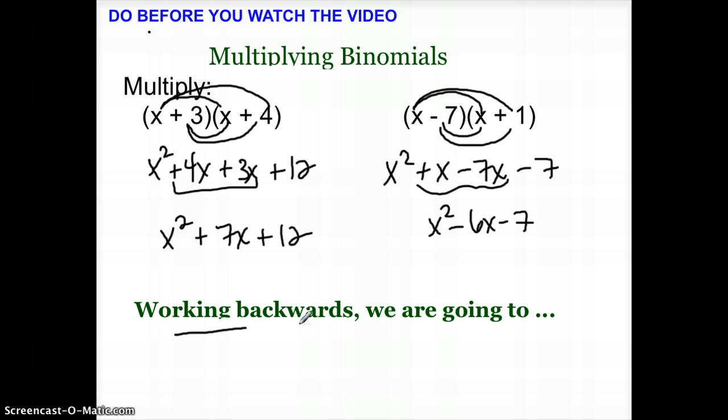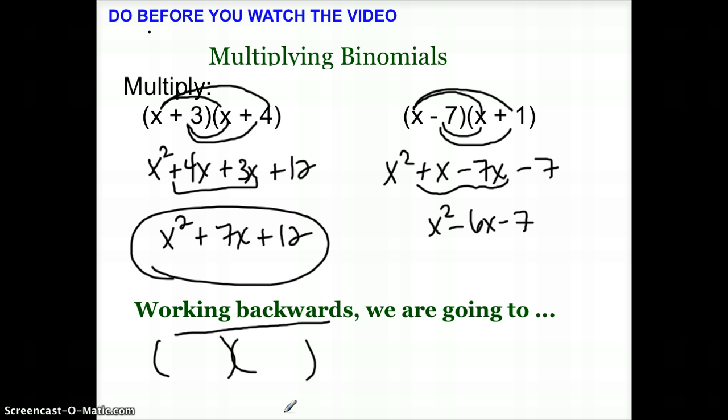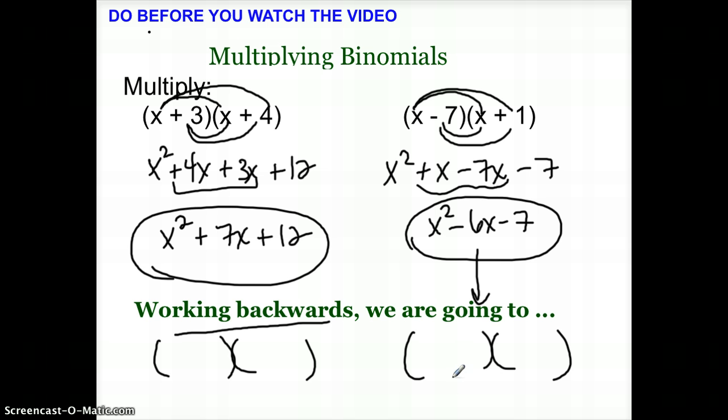Now, what we're going to do today is work backwards. We're going to start with the trinomial and figure out what that is in factored form. So we would start with the x squared minus 6x minus 7 and figure out what that is in factored form. Okay, so we're going from this step to this step today.